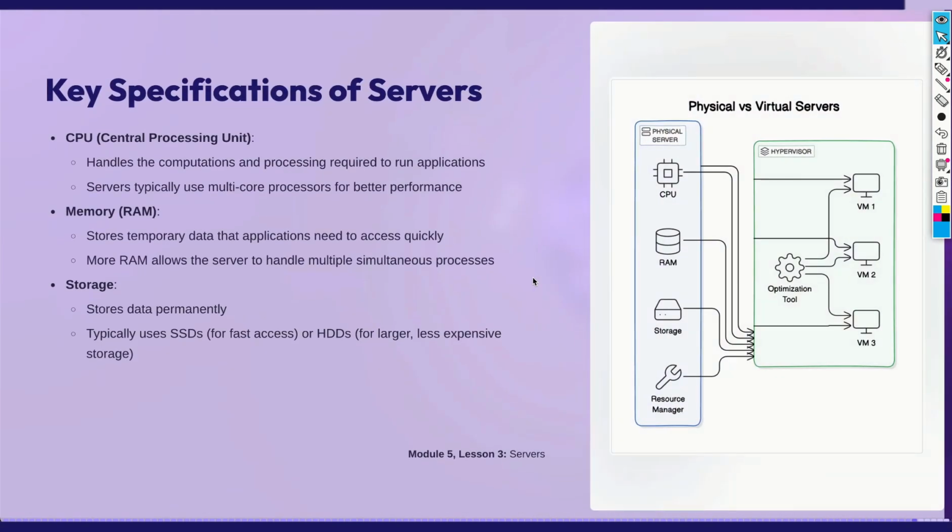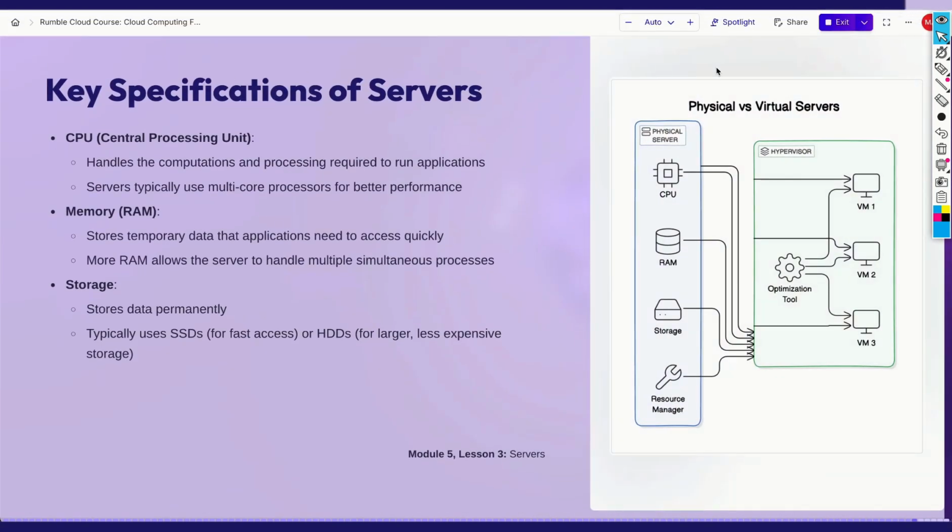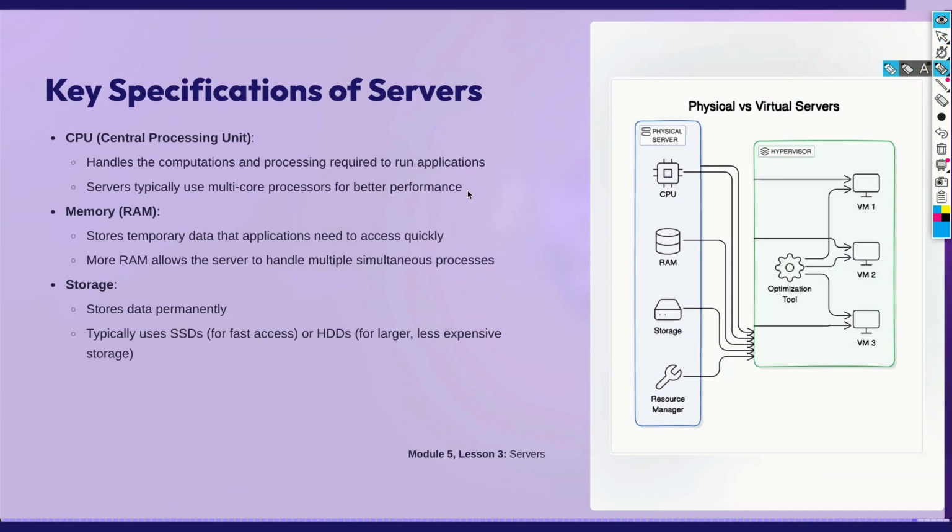A few key features of servers. The main three are CPU, memory, and storage. All right. So CPU, this handles the computations and processing required to run your applications. So servers typically use multi-core processors for better performance. The more cores you have, the more tasks that you can run. So as you can see here, we have our physical server and a CPU underneath it.